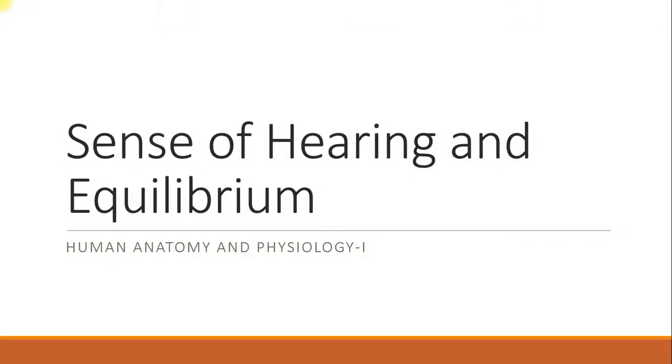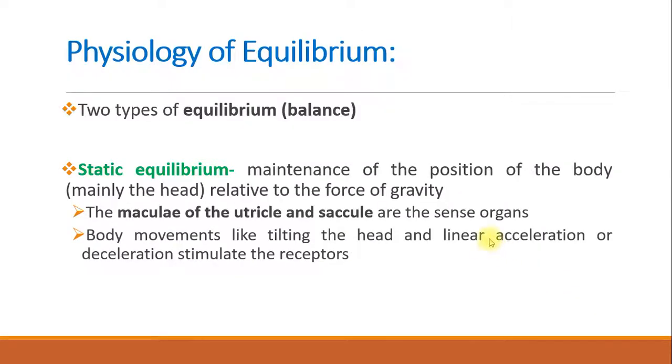Good morning, everyone. In the last lecture, we finished the physiology of hearing, and today we are going to start with the physiology of equilibrium. There are two types of equilibrium, that is balance. The first one is static equilibrium, and the second type is dynamic equilibrium. Let's see first what static equilibrium is.